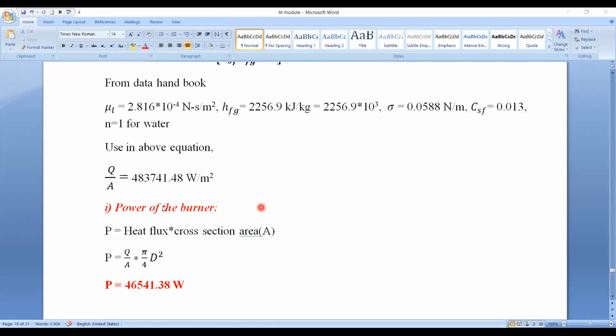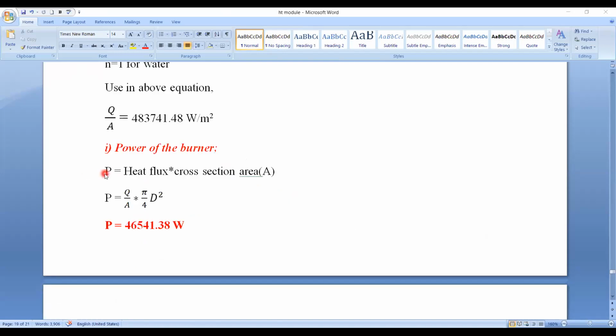But in the first bit, he asked us to calculate the power of the burner. So remember this equation: power P equals heat flux into cross section area. If you multiply this heat flux with the cross section area A, you will get the power. Heat flux is in terms of watt per meter square, so if you multiply with the area, meter square will get cancelled. You will get the unit in terms of watt, and watt is a unit for power only. So remember, power P equals heat flux into cross section area of the pan.